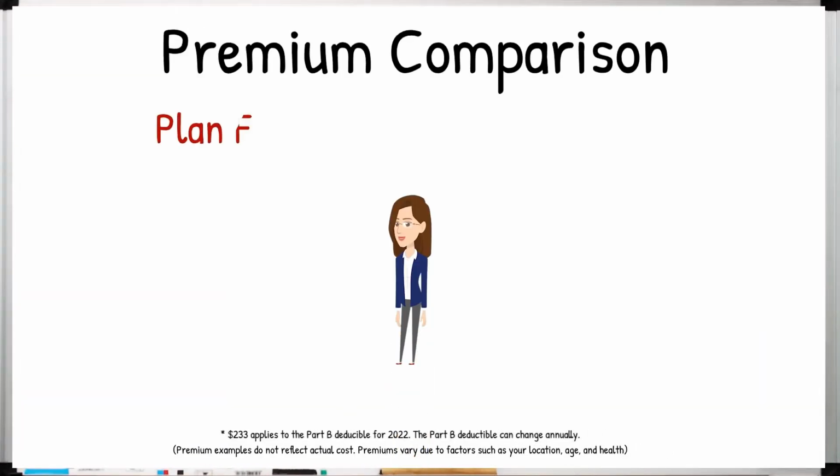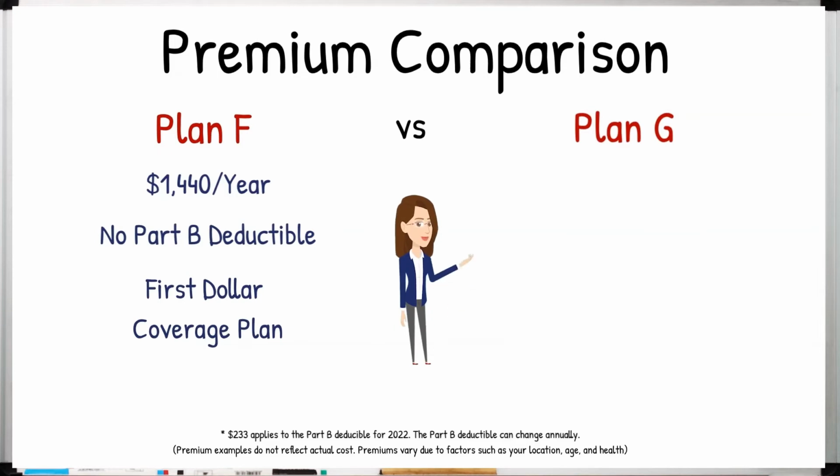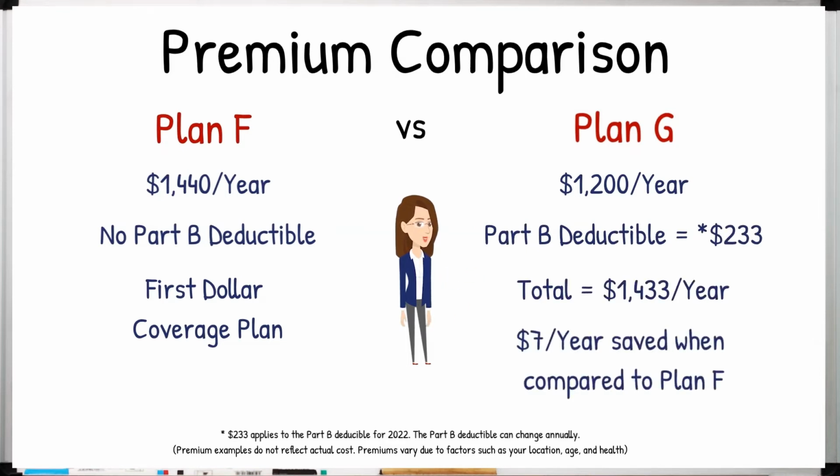For example, if you take the annual premium for Plan F, which is $1,440, and compare it side by side with the annual premium for Plan G, which is $1,200, you would see that after you paid the Part B deductible, you would have actually saved over the year when compared to Plan F.